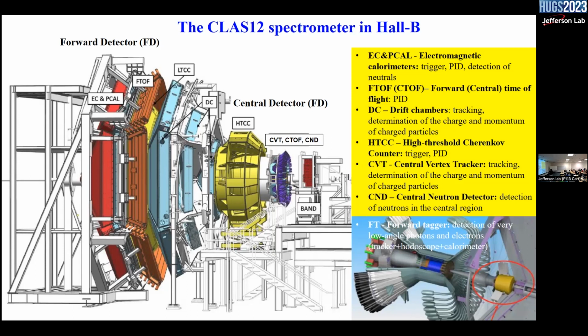We have calorimeters, the ECAL and the PCAL, which are electromagnetic calorimeters with the multi-function of providing the trigger, the particle identification, and the detection of neutrals. We have time-of-flight detectors, both in the forward and the central detector, that help us with the PID, particle identification, which I'll talk about later. We have drift chambers in the forward detector for the tracking and the determination of the charge and the momentum of charged particles.